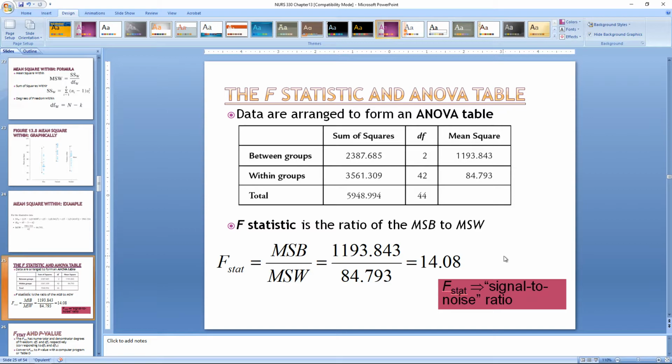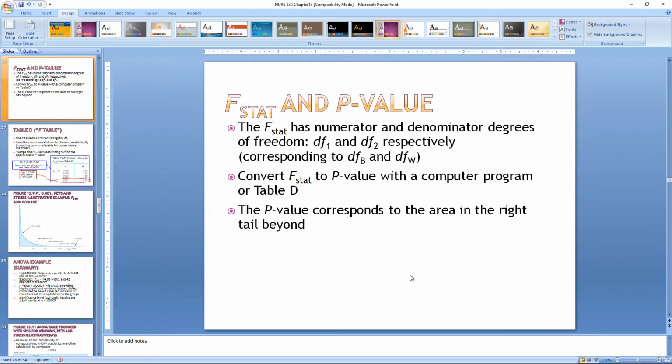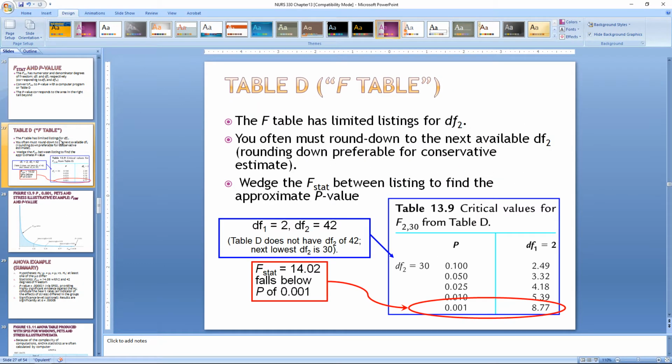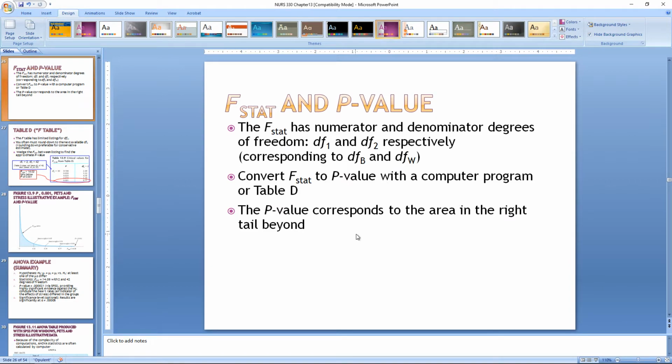Now with the F stat, just like when we had a Z stat or a T stat, this is telling us how significant these groups are. As you can guess, an F stat of 14 is fairly large, and with this we have a whole new table with our F stat and p-value. The F stat has a numerator and denominator degrees of freedom, represented by df1 and df2 respectively, corresponding to degrees of freedom between and then degrees of freedom within.